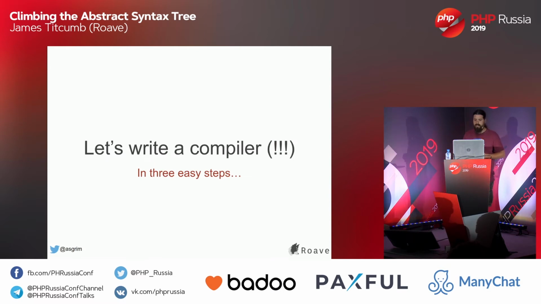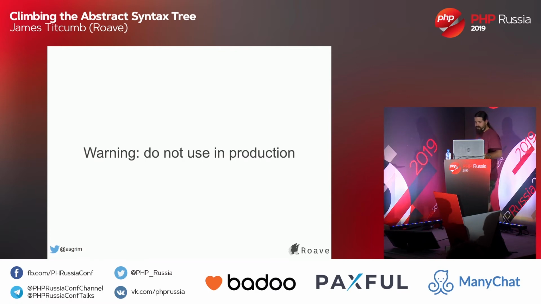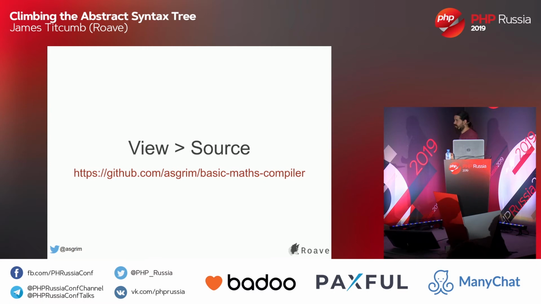So we can write a compiler now, armed with this very dangerous knowledge, in 3 easy steps. And we'll write it in PHP because this is a PHP talk. Don't use it in production. And also, this is not very optimized code at all. It's just for educational purposes and having a bit of fun, right? So if you like, you can follow along. I have this code written in my GitHub, github.com/asgrim/basic-maths-compiler. It'll be there somewhere. And this is the code that we're using for this particular presentation.